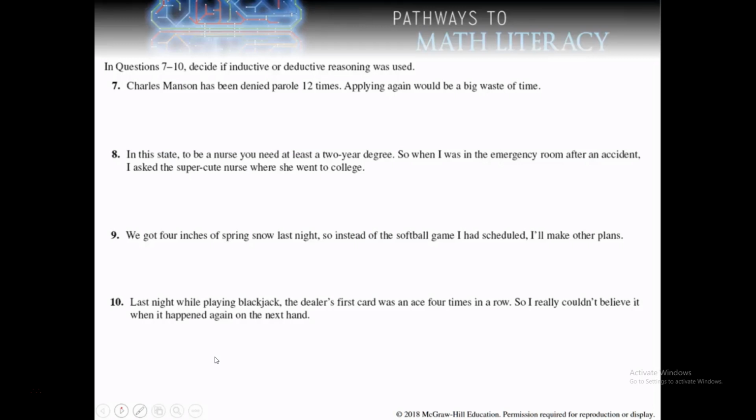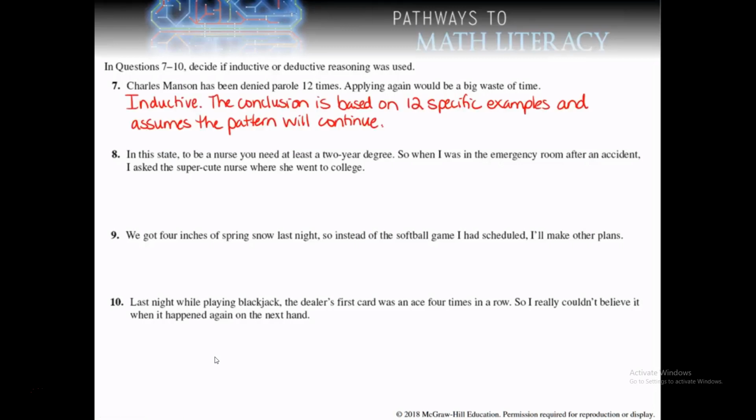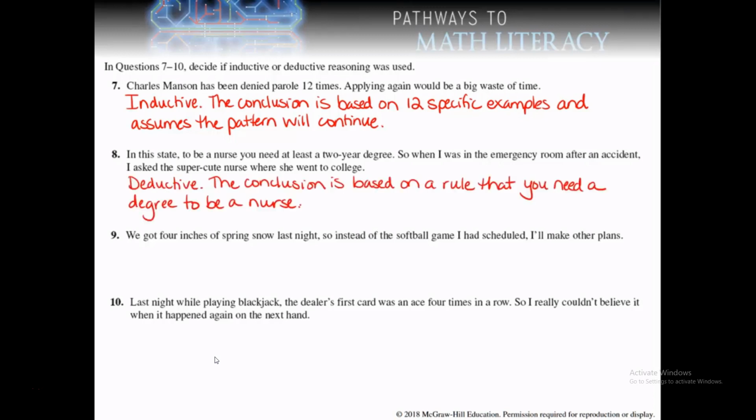In number 8, in this state to be a nurse you need at least a 2-year degree. So when I was in the emergency room, I asked the nurse where she went to college. Well, this is deductive reasoning because the conclusion that she must have gone to college is based on a rule that in this state, that's what you need to be a nurse. In 9, we got 4 inches of spring snow last night, so instead of the softball game I had scheduled, I'll make other plans. This is deductive reasoning. It's based on a rule that if you get that much snow, the softball game will have to be canceled.